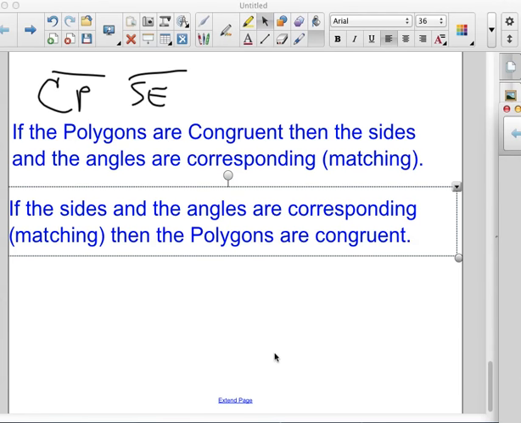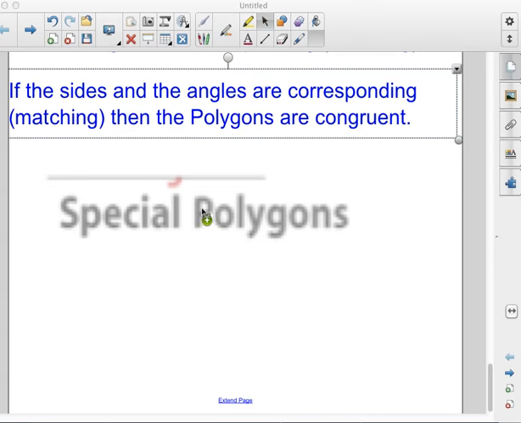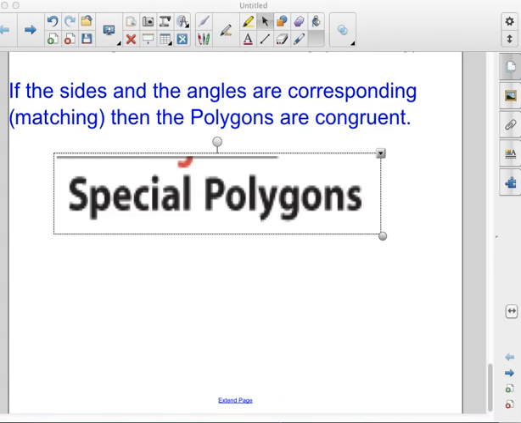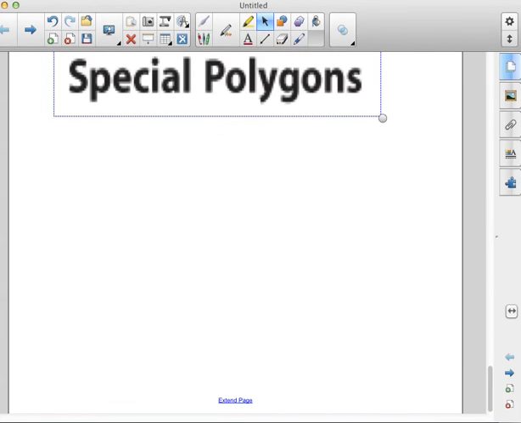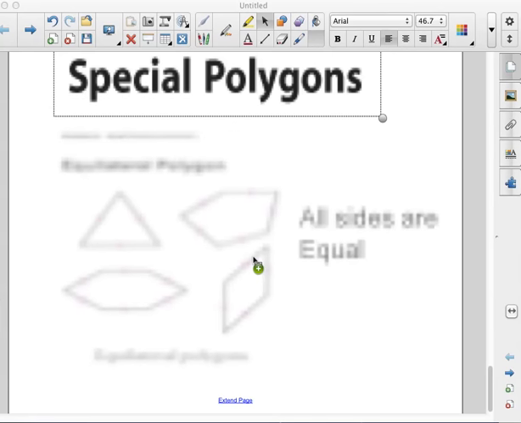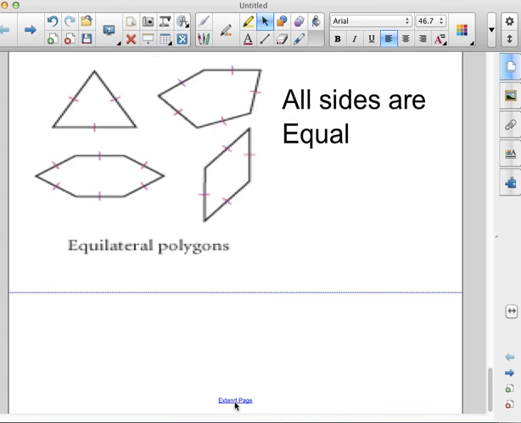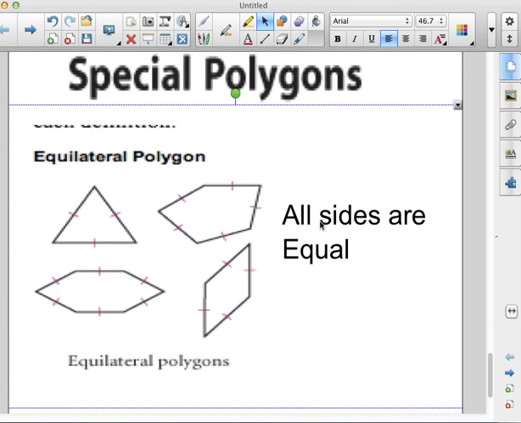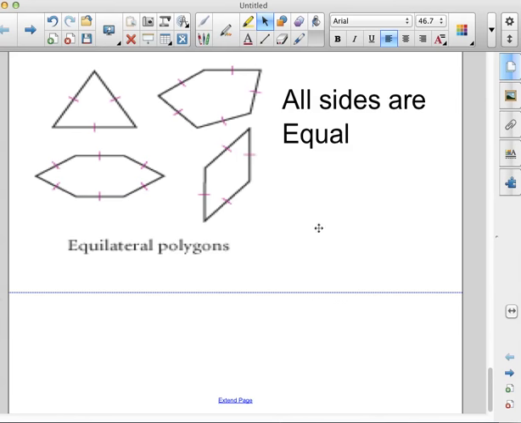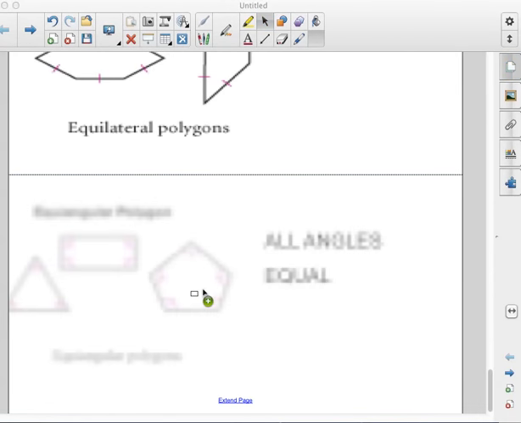Okay? Now, let's talk about some special polygons. The first group of special polygons that we're going to talk about are equilateral polygons. And these are pretty simple. Equa means equal, lateral means side. So in equilateral polygons, all of the sides are equal.